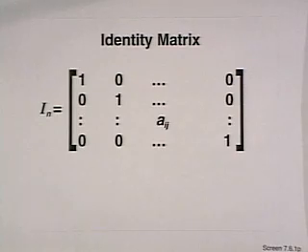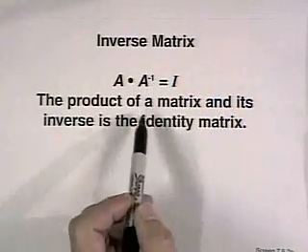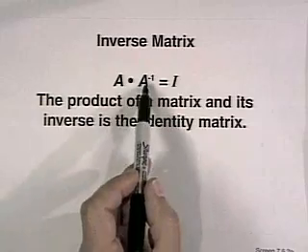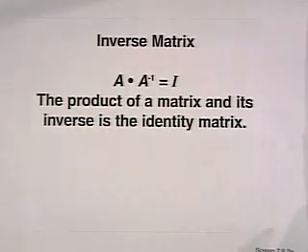Once we have identified the identity matrix, we can say that two matrices are inverses of one another if they multiply together with a result of the identity matrix. So here's a definition. An inverse matrix, A inverse, is an inverse of matrix A if and only if their product is the identity matrix.